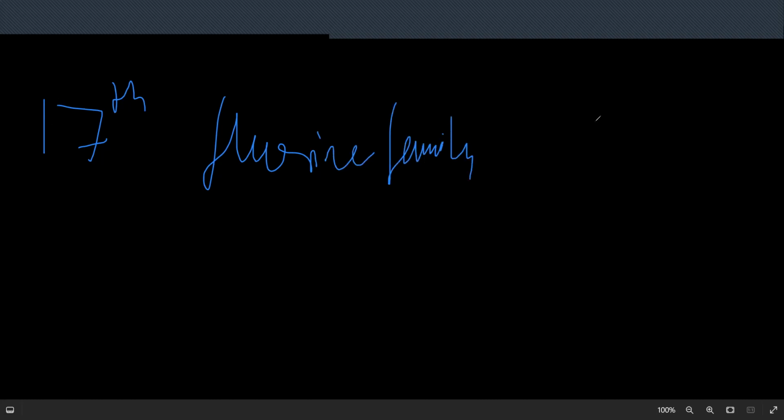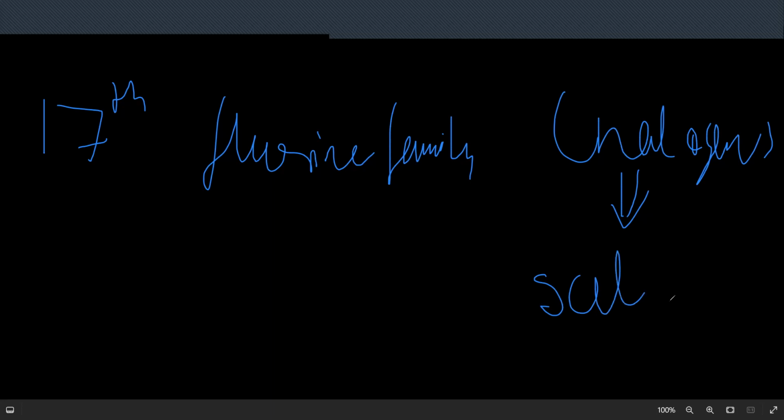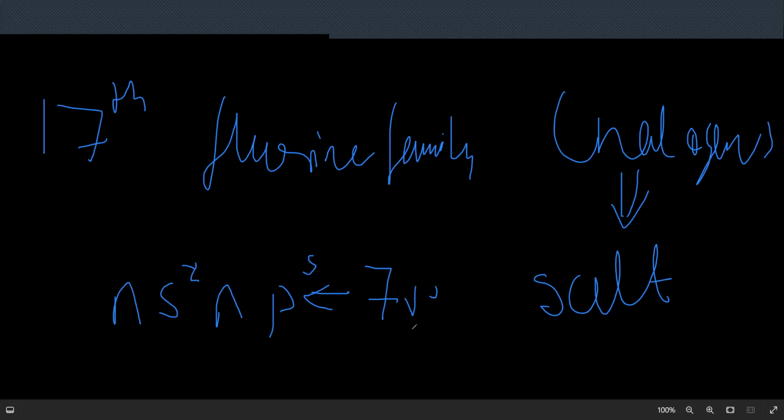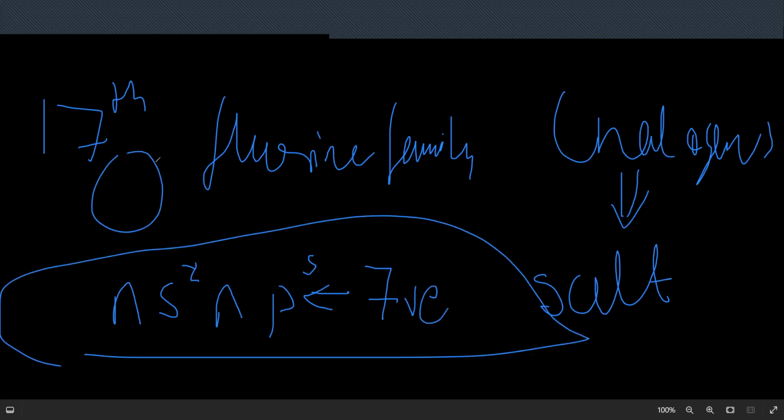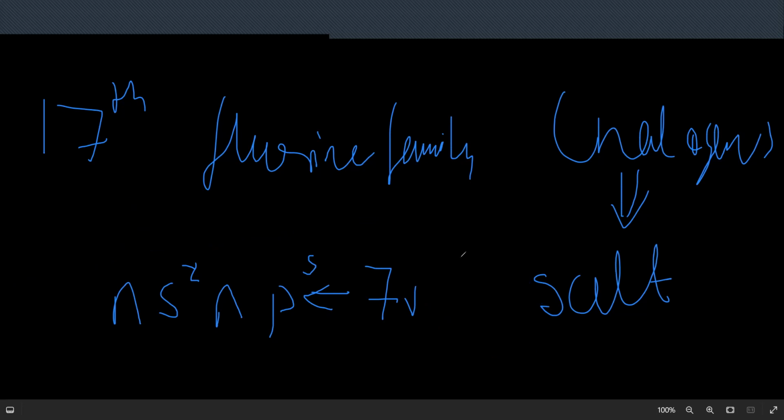Now let's go to the 17th. The 17th is the fluorine family, and the fluorine family is also known as halogens. Halogens means salt forming. The general form is ns2 np5, which means they have 7 valence electrons. This means the max amount of valence electrons is 8. So if it has 7, it means it is very reactive.